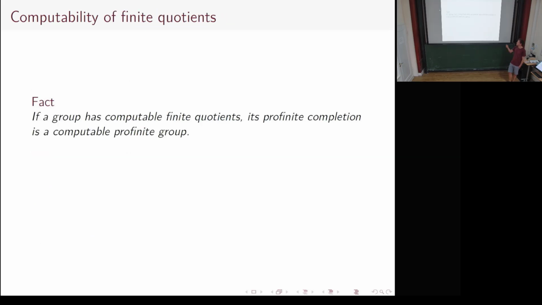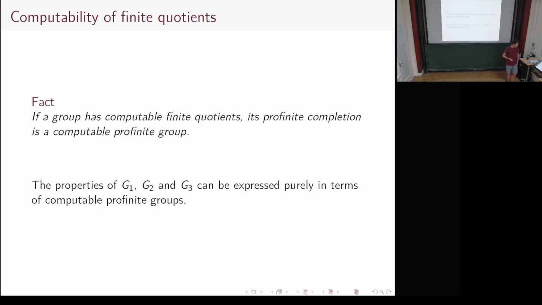And an easy fact also to notice is that when you have these computable finite quotients, you can list all the finite quotients, then the profinite completion of your finitely generated group will be a computable profinite group. And so, because of this theorem and this fact, the properties that I gave you of G1, G2, and G3, you can express them purely in terms of embedding in computable profinite groups or having a computable profinite completion and things like that. And so these results are relevant with respect to this new line of research that André is conducting.